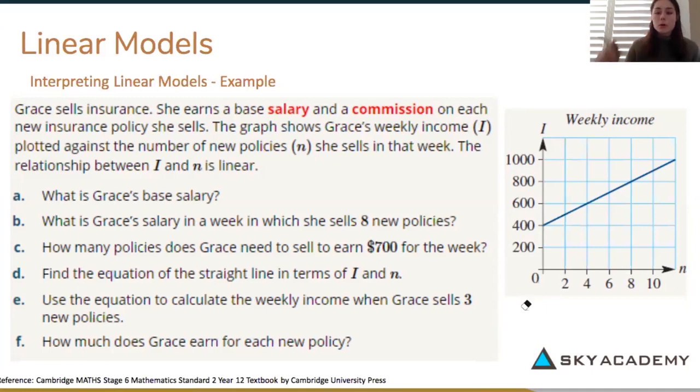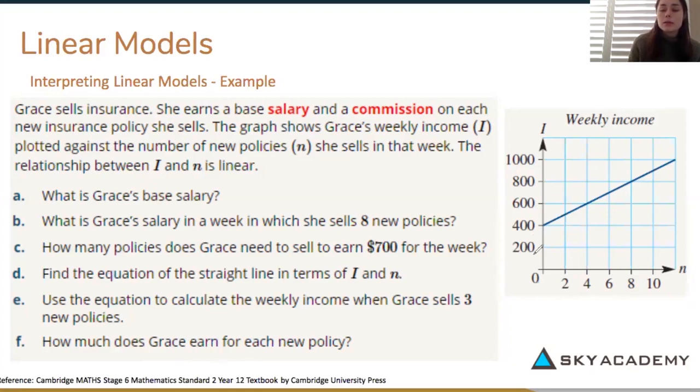So let's read the question and have an understanding of what it's asking. Grace sells insurance. She earns a base salary and a commission on each new insurance policy she sells. The graph shows Grace's weekly income, I, plotted against the number of new policies, N, she sells in that week. The relationship between I and N is linear. Here, this is her income, and this is the number of policies that she sells.